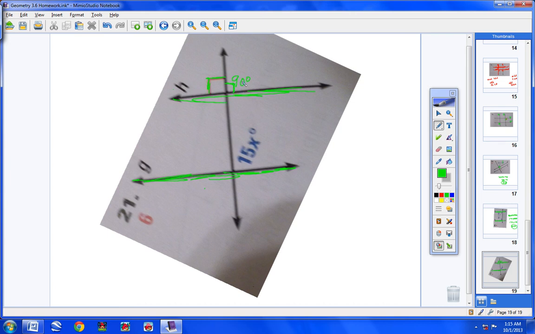Now watch this. Whenever two lines are parallel, corresponding angles are congruent. This angle here and this angle here are corresponding angles, so they're congruent. Whenever two lines are cut by a transversal and those two lines are parallel, we know their corresponding angles are congruent. So 15x equals 90, and we're going to divide both sides by 15, and x equals 6.